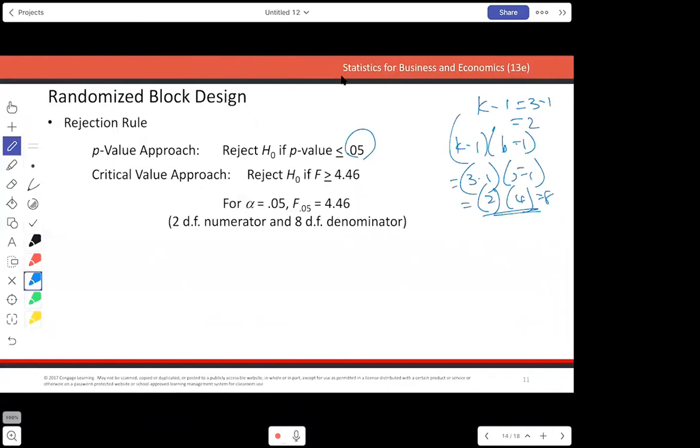And so in that case, we would find the F value based on 0.05, which is 4.46. So that's our critical value. As you can see, the 3.82, which is what we got, is not greater than 4.46. We will fail to reject H0. So we have insufficient evidence that the 3 types of gasoline actually differ.